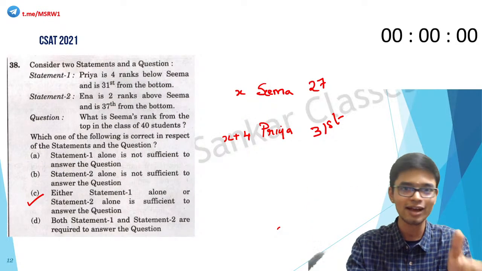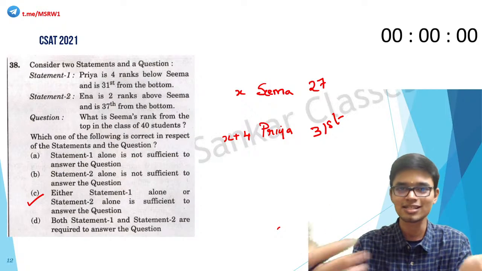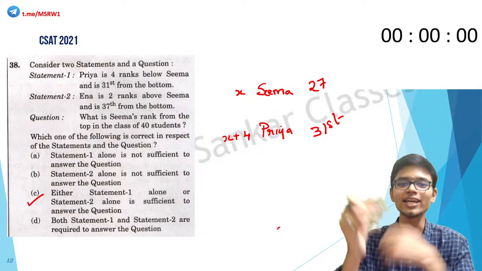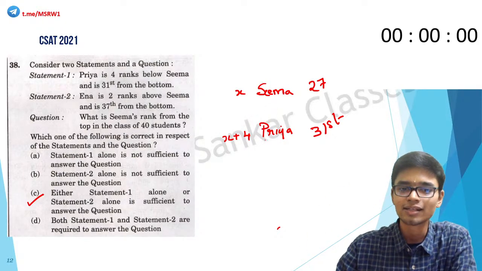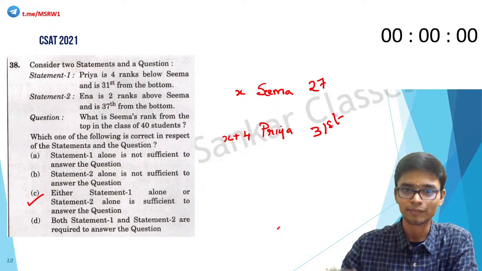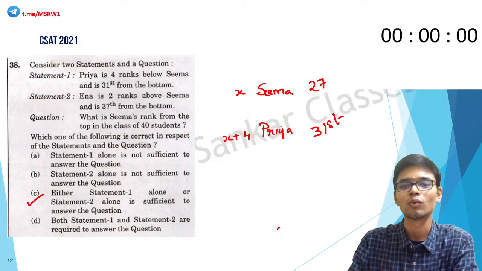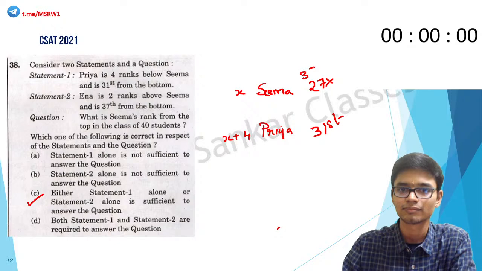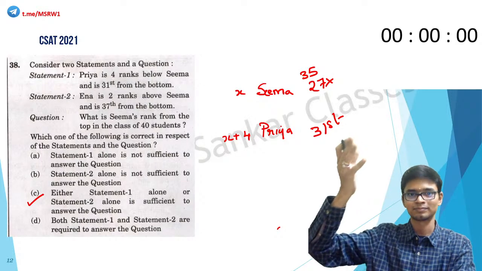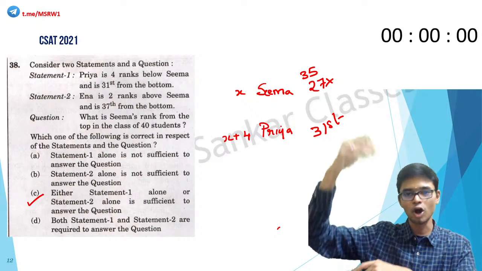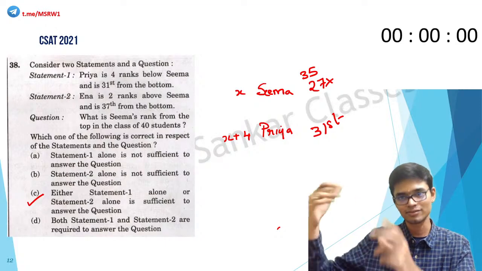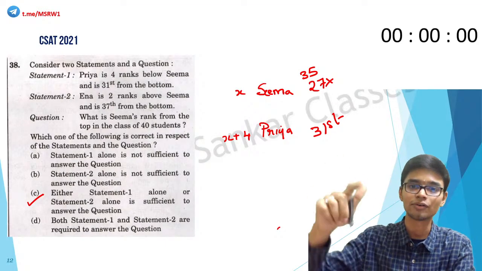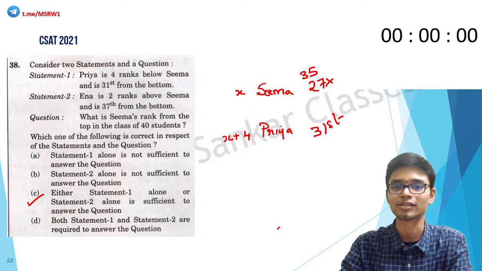Okay, here the people who have given me the answer is correct. Option C is the correct answer. Okay, so Priya's rank is 31 from the bottom. So Seema's rank is what? From the bottom, her rank is not 27, it is 35. Sorry. From the bottom. Okay, if it was from the top, then you will have 27, but it's from the bottom, so it is 35. You have to add 4 more ranks to Priya.